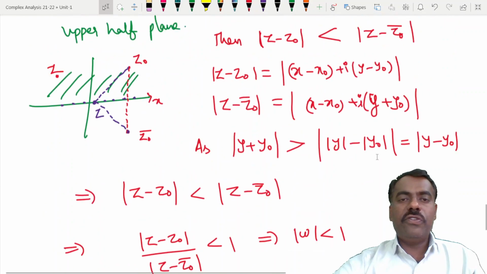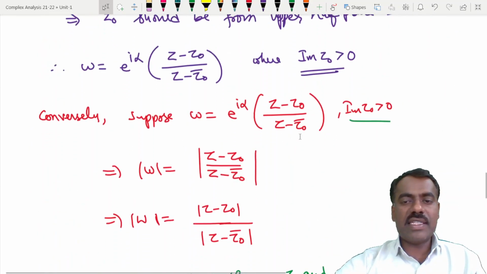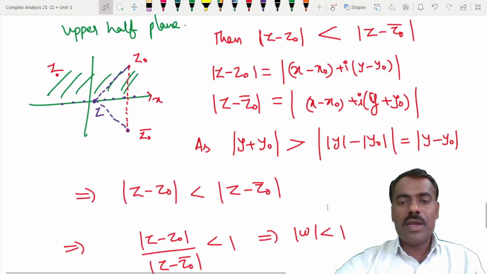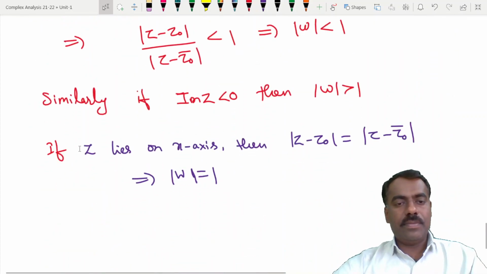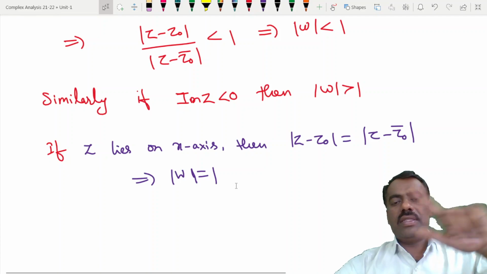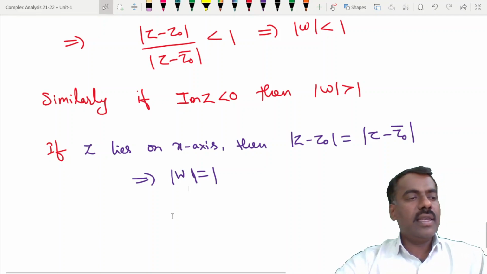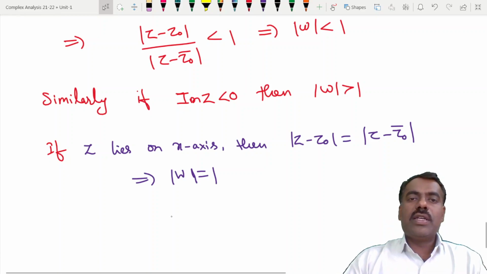So if we have a linear fractional transformation like this, then we have seen that imaginary part of z greater than 0 maps to the interior of the unit disk, and the boundary will be mapped to this one, right? That proves that these are all linear fractional transformations which can send the upper half plane to the unit disk.